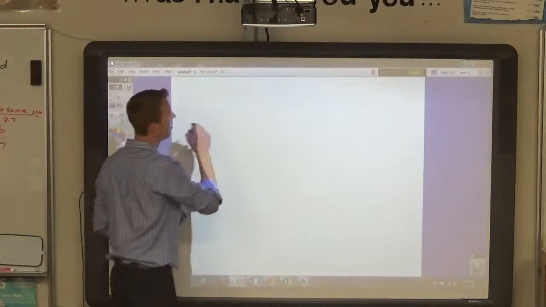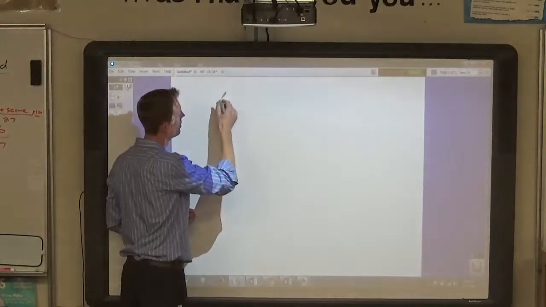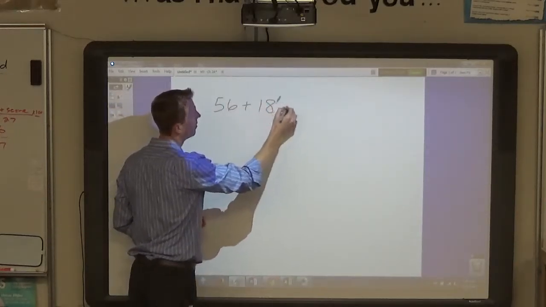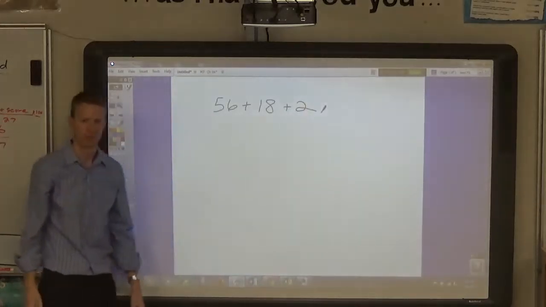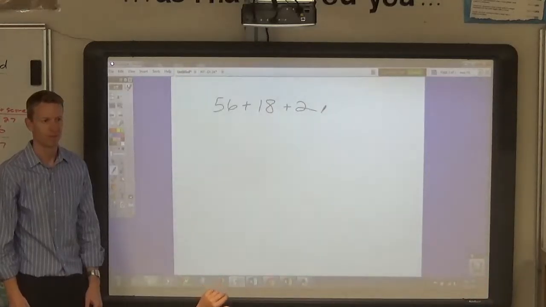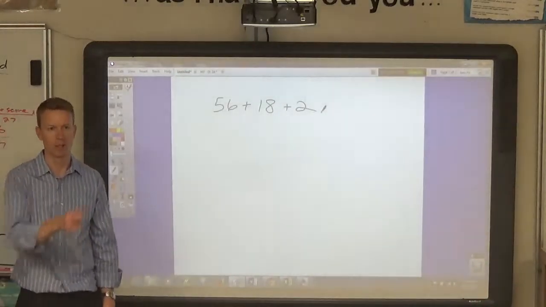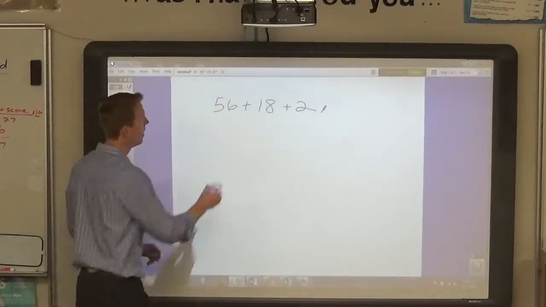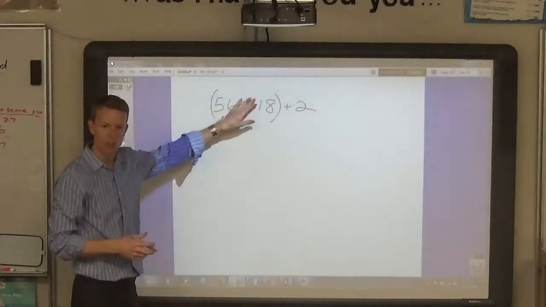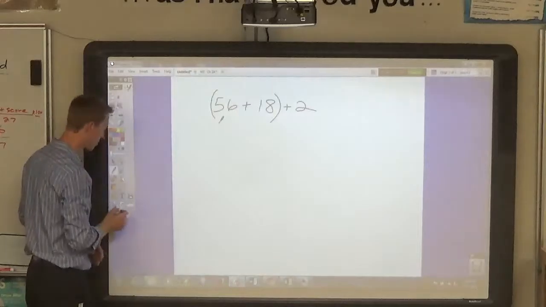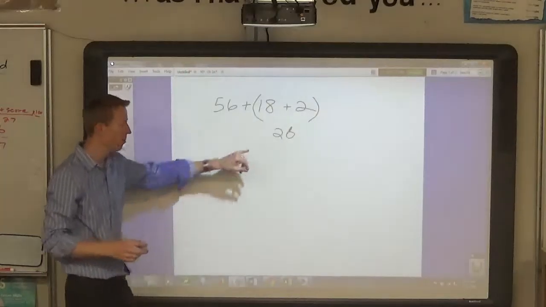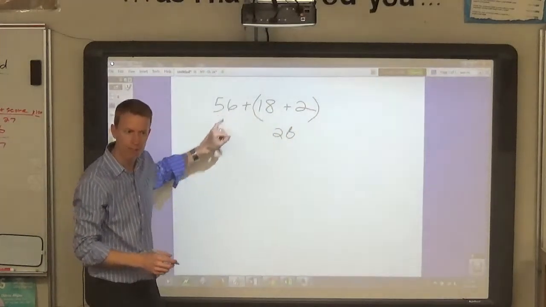Here's one that might, let's see, we got 56 plus, I like 18 plus 2. Here's one where we could use the associative property. Cole? I'll do 18, let's do first. Yeah, if we, instead of doing 56 plus 18, or imagining that the parentheses were there, which shows we'd have to do this first, if we do this first, we can add 18 plus 2 to get 20, and add 20 to 56.